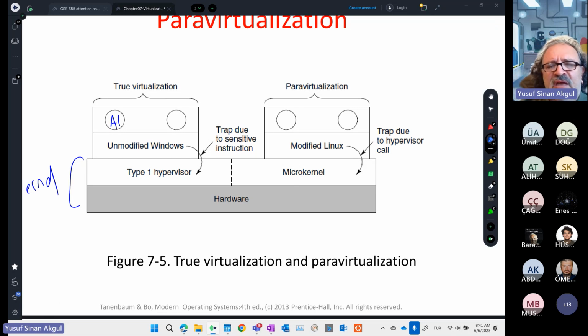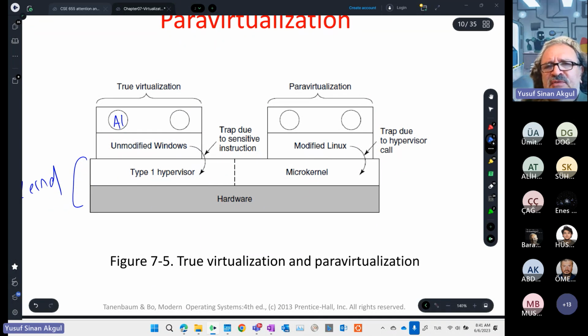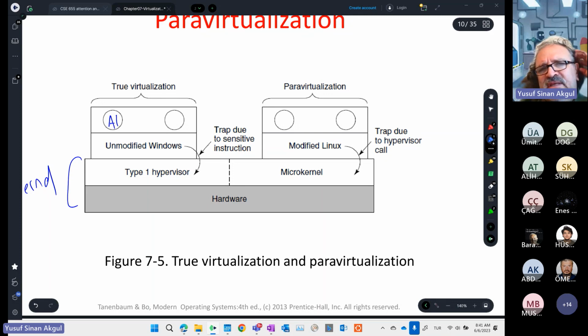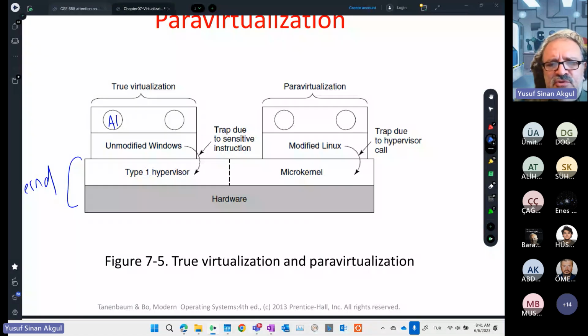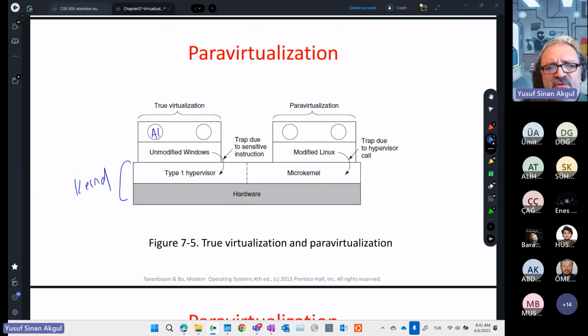It makes things a lot more efficient because I don't have to do the trapping. Okay, because trapping is expensive. I don't have to produce this interrupt, etc. And Linux knows that it is in a virtual environment. It is not heavily modified. It is a very slightly modified Linux. And I can run many copies of this Linux on this microkernel. Everything is as before. This is called para-virtualization.